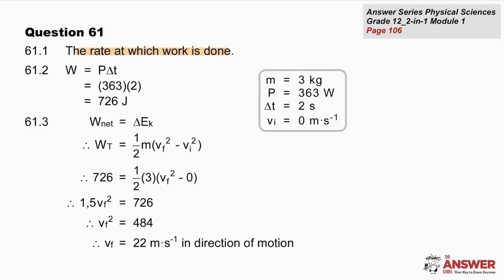Learn this definition off by heart. It is included in the exam guidelines of 2014. Here's the power formula, rearranged. Substitute for the 2 seconds, and the work done is 726 joules to accelerate the car. We can equate that net work to the change in kinetic energy. Once we've done all the substitutions, we get an answer of 22 meters per second forwards.